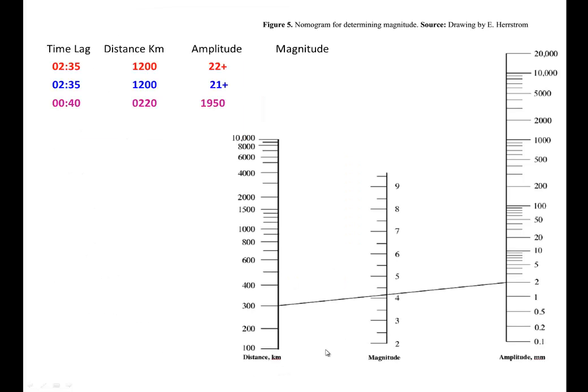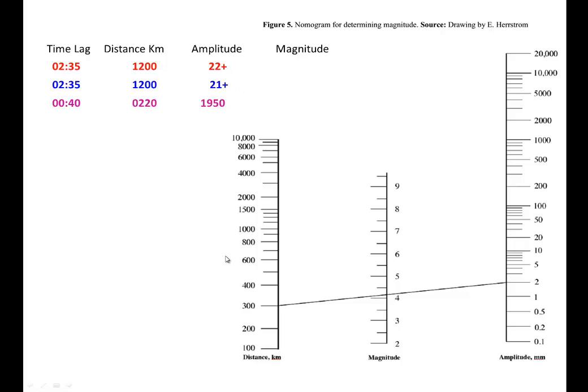Then you go to this nomogram. This is going to be for magnitude. On this side we have distance in kilometers, this side we have amplitude in millimeters, and here we have the Richter magnitude. And if we go to 22, there's 20, 30, 40, 50. 22 is going to be about right there.